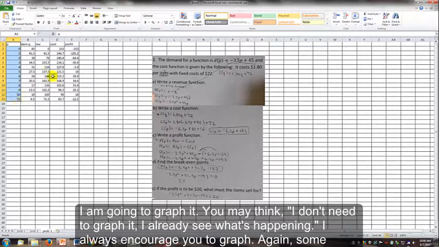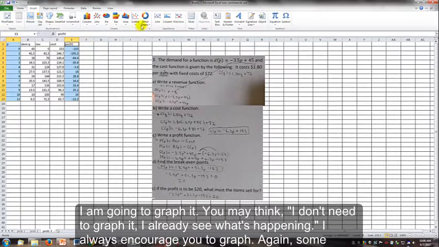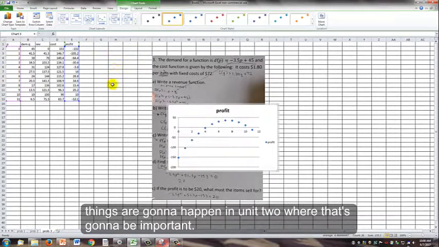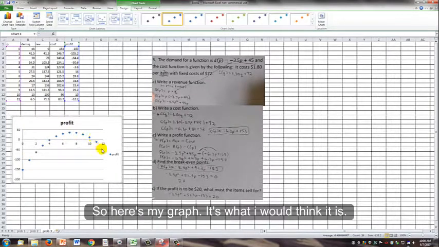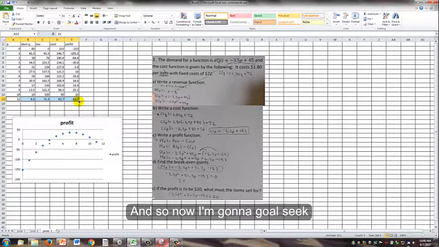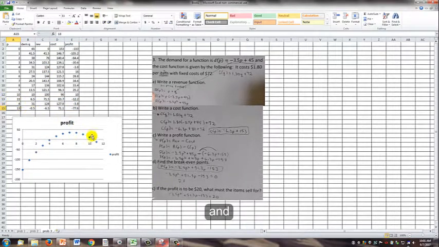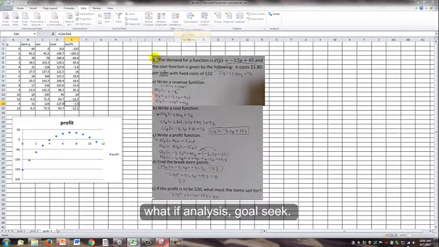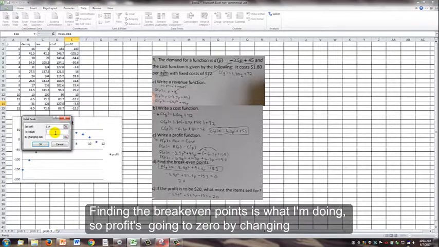You may think, I don't need to graph it, I already see what's happening. I always encourage you to graph. Again, some things are going to happen in Unit 2 where that's going to be important. So here's my graph. It's what I would think it is. And so now I'm going to goal seek. And I'm going to put guess points of 4 and 11.